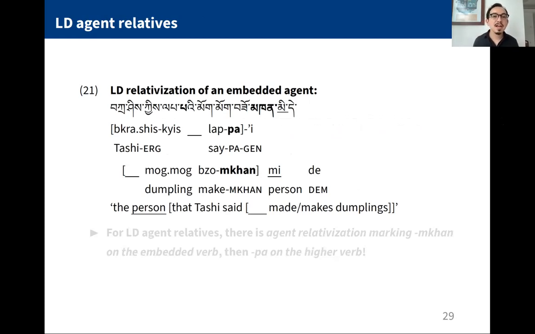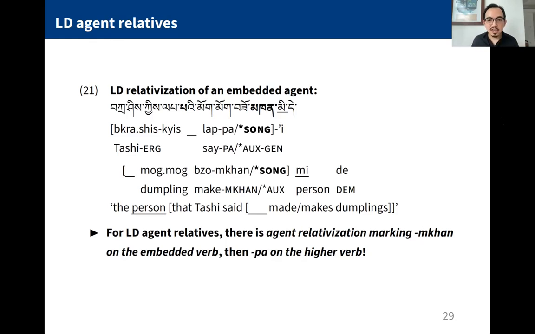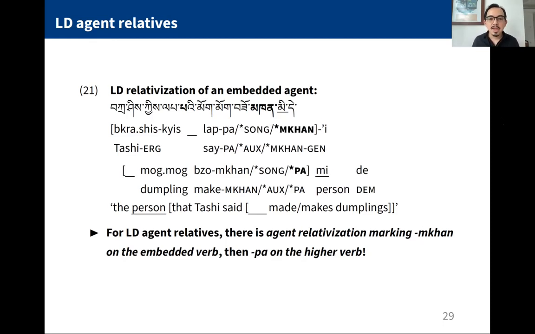So here we have tashiki lappe momo soken mite. The person that Tashi said made or makes dumplings. Notice here that we get the agent relativization marker ken on the lower verb make, and we get pa on the higher verb, what we think of as the theme relative marker pa on the higher verb. We can't change either of these to a full finite embedding, a full finite verb with an auxiliary, and we also can't switch the position of these markers, for example.